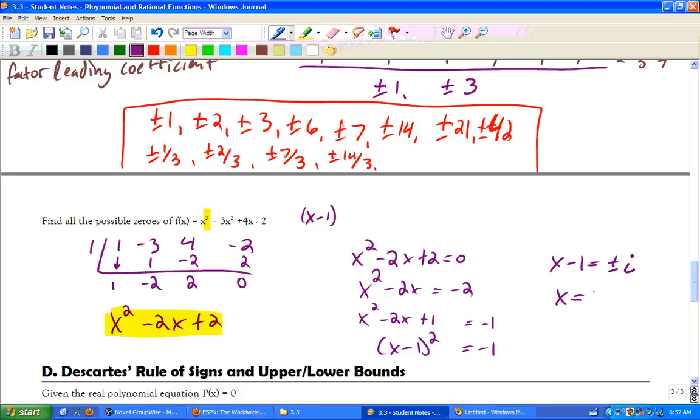Add 1 to say x equals 1 plus or minus i, which gives me my 3 zeros: x equals 1, and that was found by adding up all the coefficients, and then x equals 1 plus or minus i.